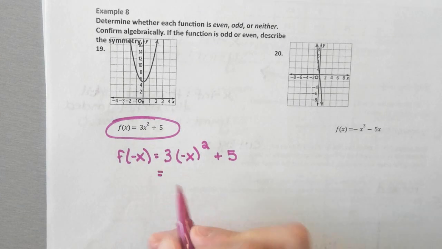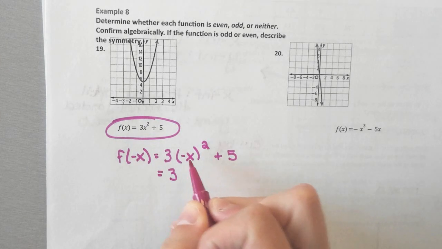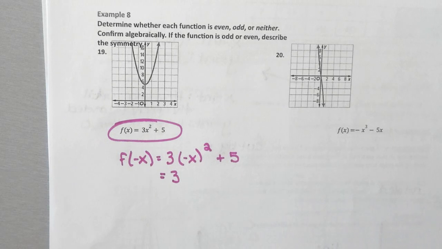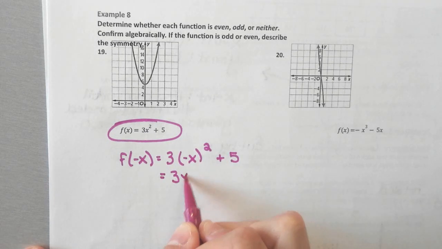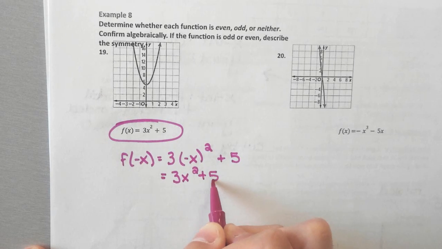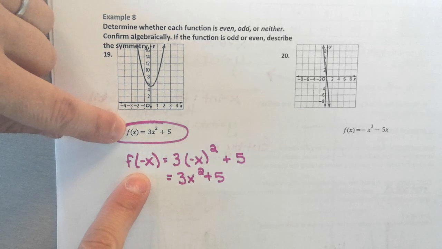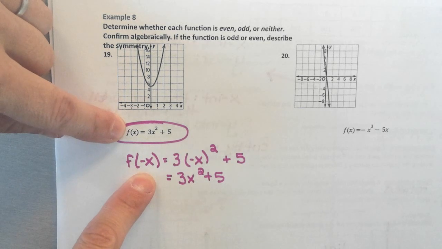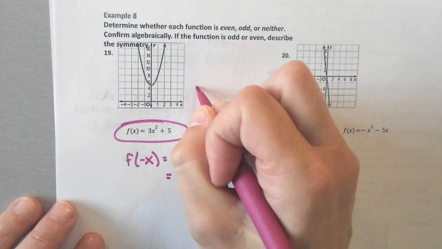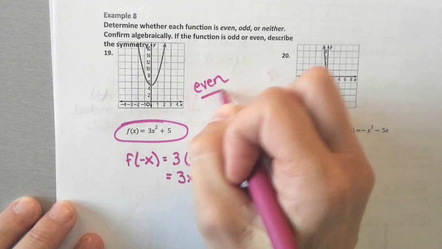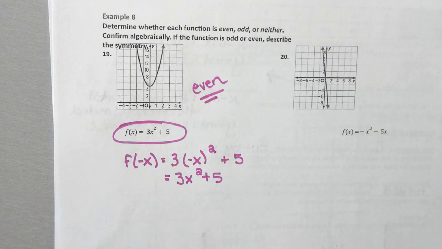Alright, let's figure out what this equals. If I square something negative, how does it come out? Positive. So this is going to come out 3x squared plus 5. Is f of x equal to f of negative x? Yeah. So this would be even. So again, if you can't tell by looking at the graph, you can plug in a negative and see like, ooh, does it actually work?